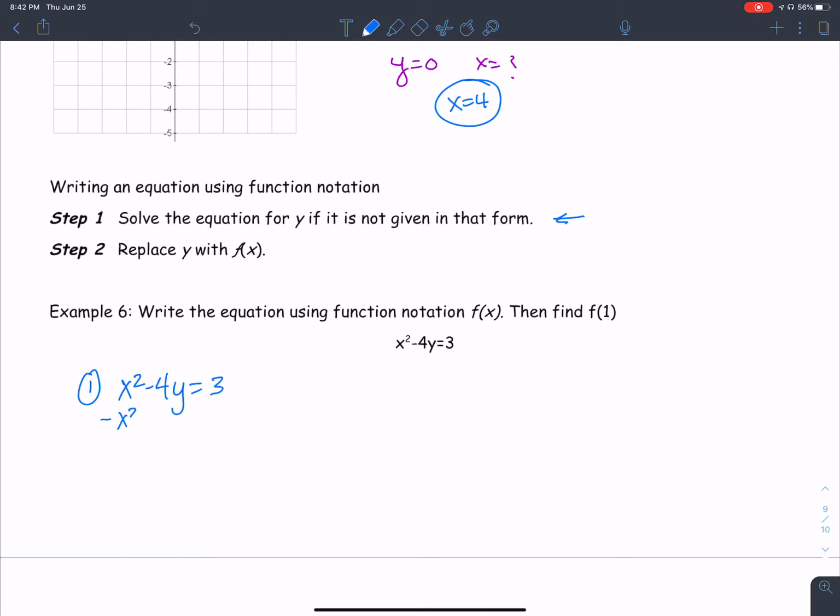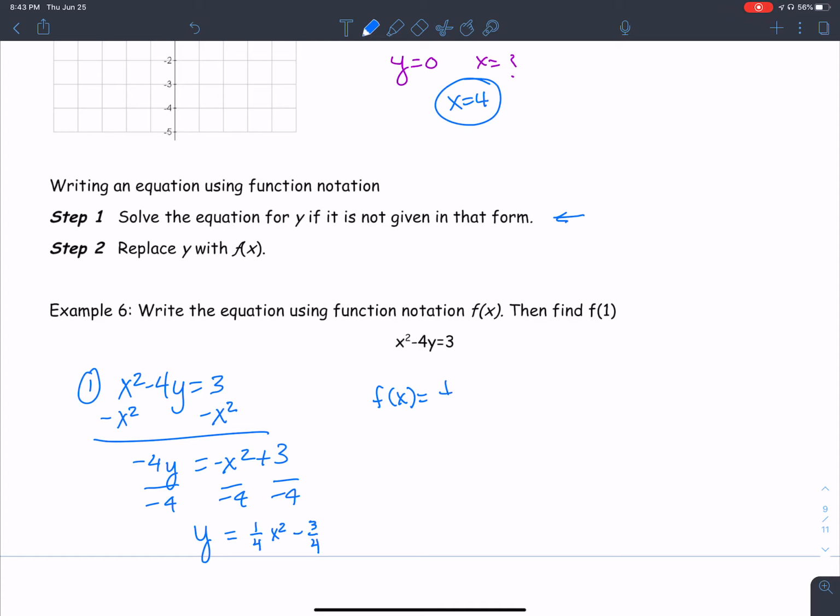So I'm going to subtract x squared. Then divide by negative 4. And I get y equals, and that's going to be 1/4 x squared minus 3/4. Okay? And then we're going to replace it with f of x. So f of x equals 1/4 x squared minus 3/4. So that's the function notation.